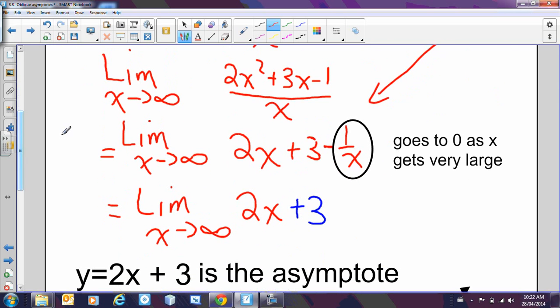What you see is, since we're looking at x values that are extremely large, when I put in extremely large numbers here, 1 divided by 10,000, 1 divided by 1 billion, this gets very close to 0 and becomes insignificant to the question. And so the remaining part here ends up being my asymptote.